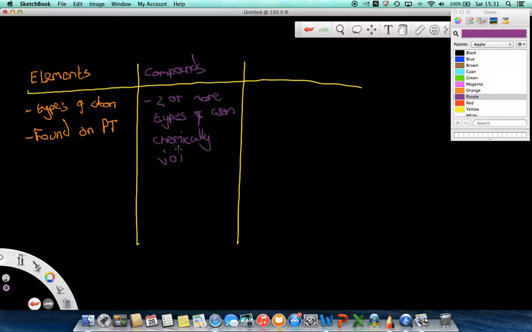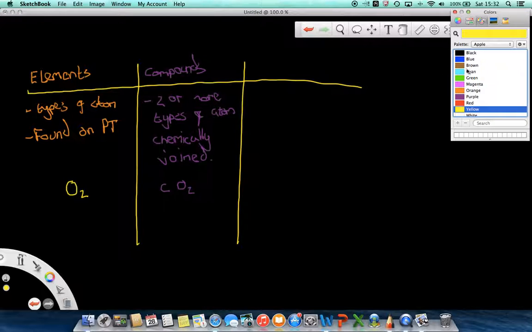Now the confusion people have here is that the atoms need to be different. So for example, carbon dioxide would be a compound because it's made of carbon, which is an element, and oxygen, which is a different element. Okay, carbon and oxygen are both found on the periodic table, but carbon dioxide is not because it's a compound. Whereas, for example, if we had O2, okay, this would still be an element because it's only made of oxygen atoms.